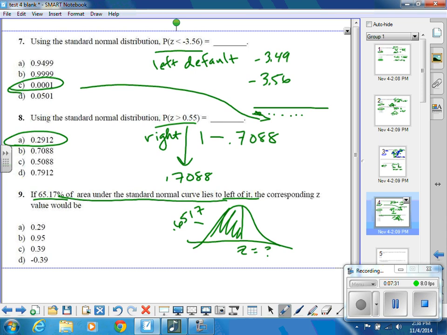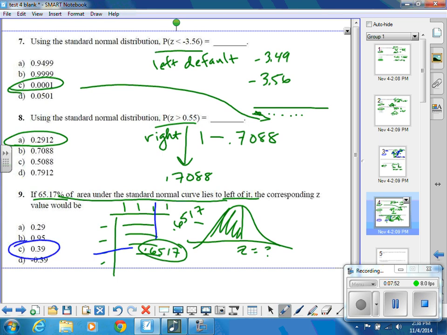So what you need to do is go in your chart, and I wish I had the chart to show you, but you go in your chart, and you have all these numbers here. You have your little z values over here that correspond to it, and you're looking for this number, 0.6517. Whenever you find it, you line up this number and this number that go with it, and that is going to be your z value, which in this case is 0.39.